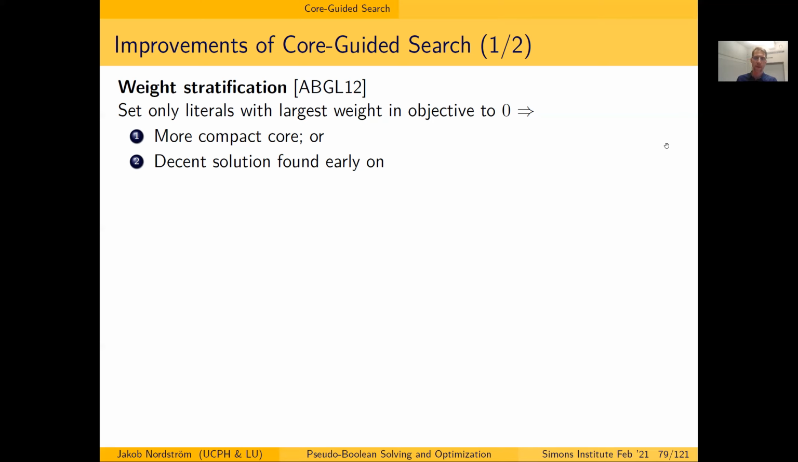Another thing that can happen is, of course, that assuming these high weight literals to false was consistent. So you sort of accidentally find a solution, but that's great, because then we actually have a decent solution, and we can continue our core guided search, but we have at least some kind of solution. And note that this was what the linear search gave us before, but that we were missing in the pure core guided search approach.